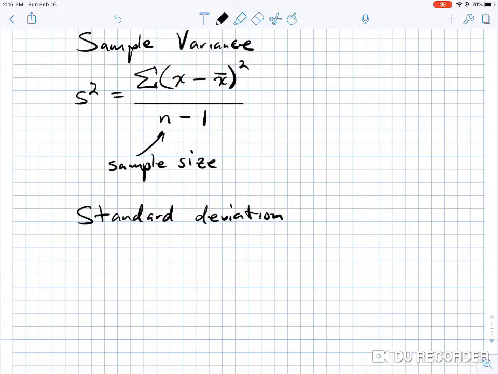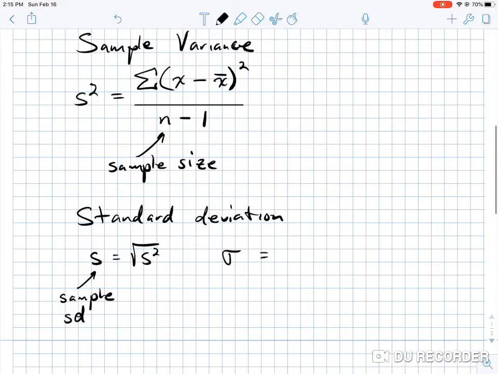So to find your standard deviation, let's say you're looking for the sample standard deviation, and I'll just use SD for standard deviation. To find this, you just simply find the square root of s squared. Just like if you were dealing with your population standard deviation, which is of course the same thing. You just basically find the square root of the variance and you have your standard deviation. So here is your population standard deviation.